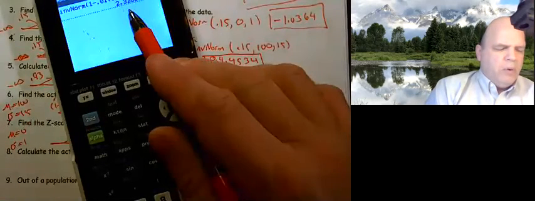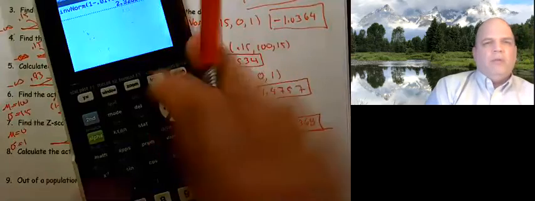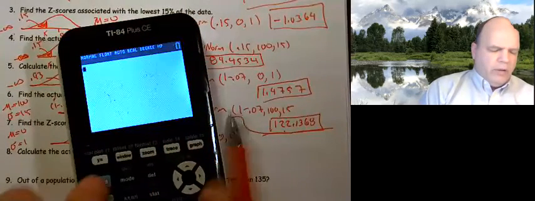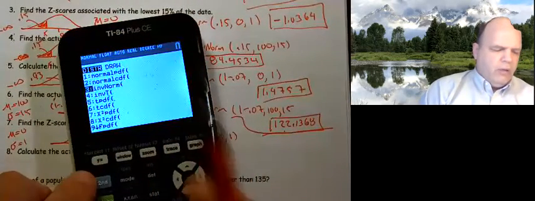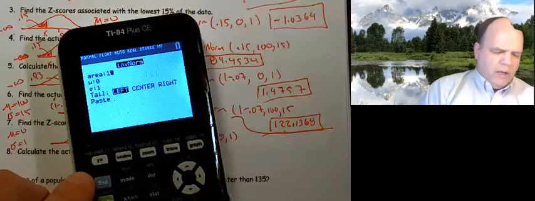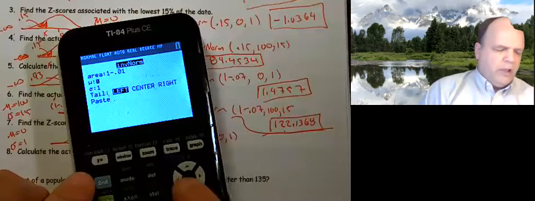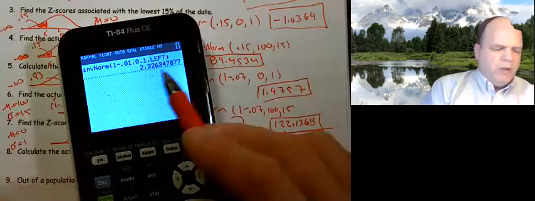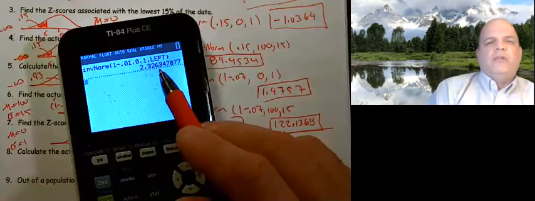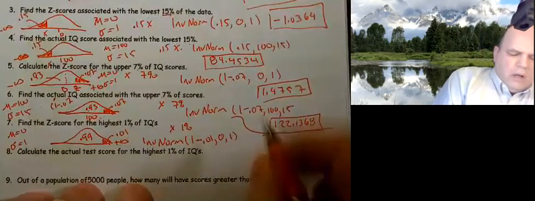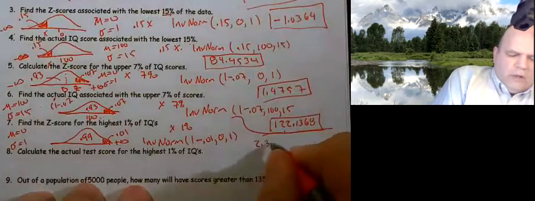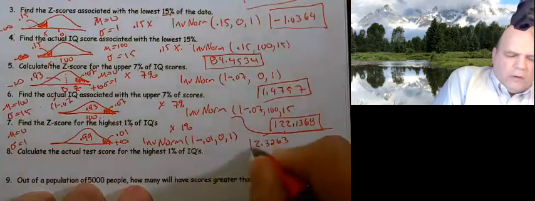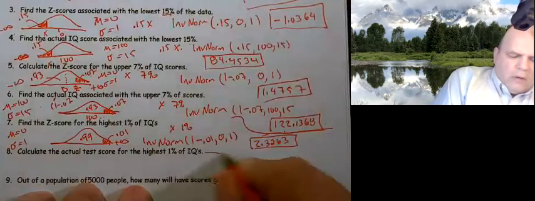And we end up getting 2.3263. Oops. Let me rerun all that. Second vars, inverse norm, 1 minus the 0.01, or you could have just put in 0.99. Mean is 0 for a z-score, 1 for the standard deviation. And we end up getting 2.3263. All right.